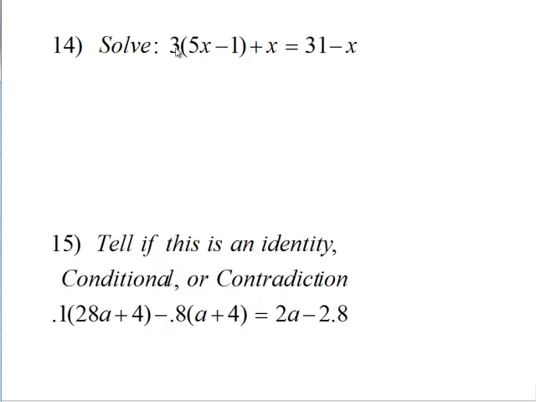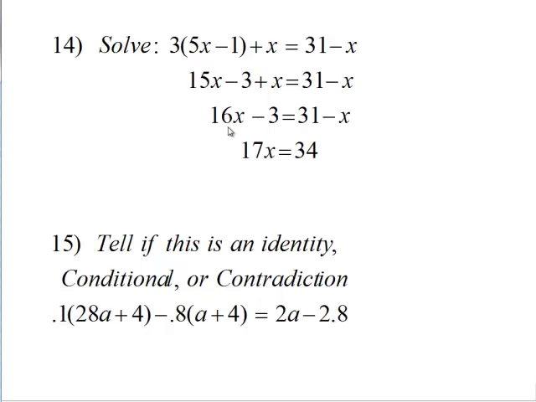Number 14, solve this one. Distribute. 3 times 5 is 15. 3 times 1 is minus 3. You have your x. Combine 15x and x, it's 16x minus 3. Put your x's together, add 1x because you have a minus over here. I'm going to plus it over here. 17x. Have a minus 3 to move it, I do the opposite. Plus 3 is 34. Divide by 17, because you have multiplication, and you get 2. 17 goes into 34 twice.